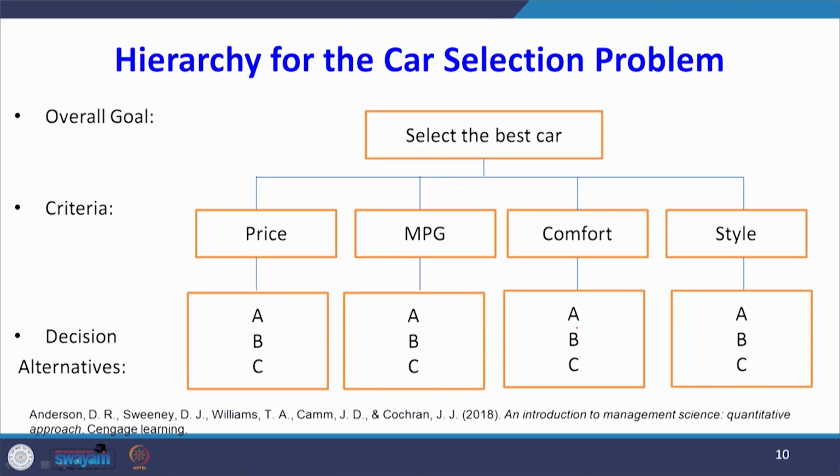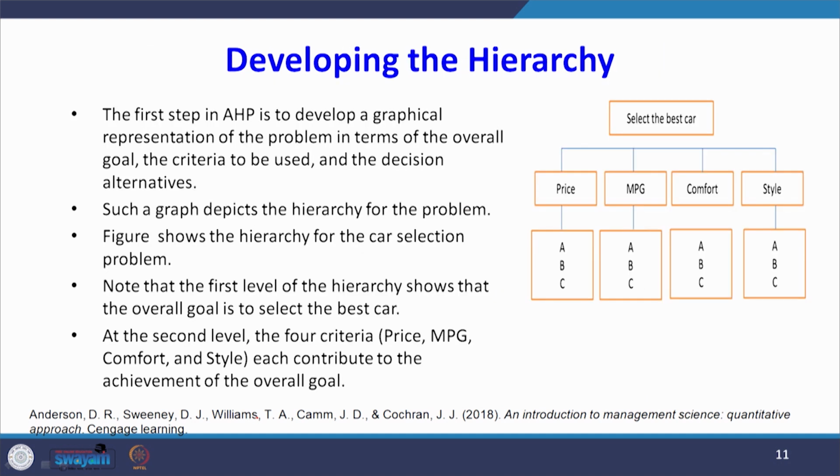Here is the hierarchy of the car selection problem. What is the overall goal? There are different levels in the hierarchy. The first level is to select the best car. The next level is the criteria: price, miles per gallon, comfort and style. Here for price and miles per gallon, we did not take the absolute value. We have considered them as qualitative in nature. Then the decision alternatives: car A, car B, car C. So, this is the hierarchy of the given problem.